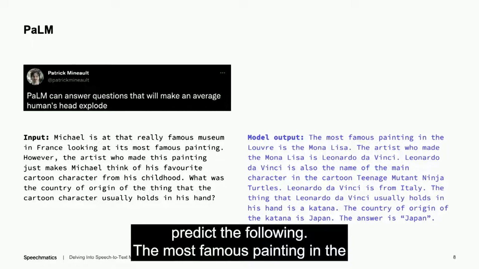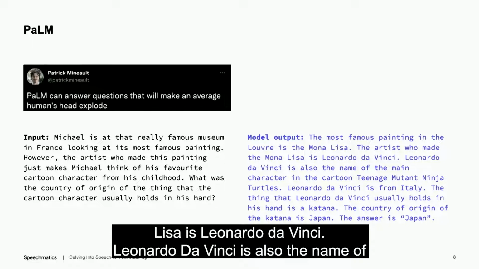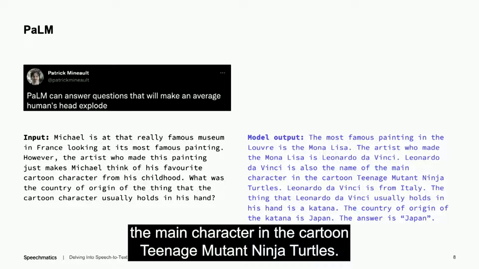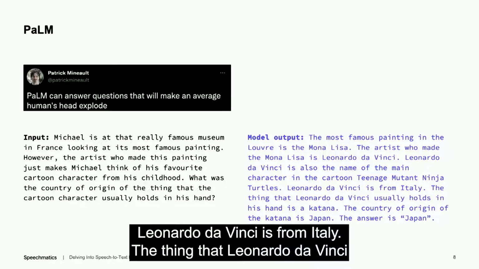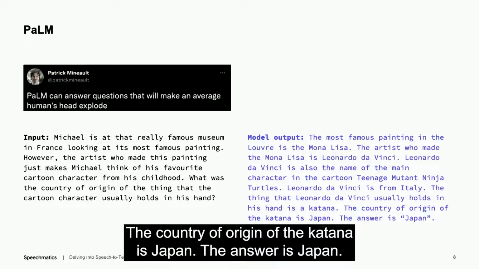Now, one word at a time, the language model is going to predict the following. The most famous painting in the Louvre is the Mona Lisa. The artist who made the Mona Lisa is Leonardo da Vinci. Leonardo da Vinci is also the name of the main character in the cartoon Teenage Mutant Ninja Turtles. Leonardo da Vinci is from Italy. The thing that Leonardo da Vinci usually holds in his hand is a katana. The country of origin of the katana is Japan.